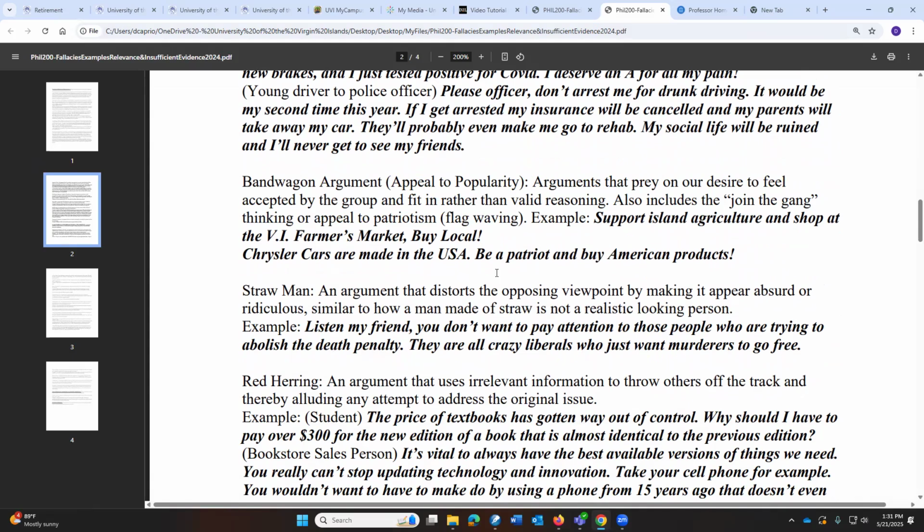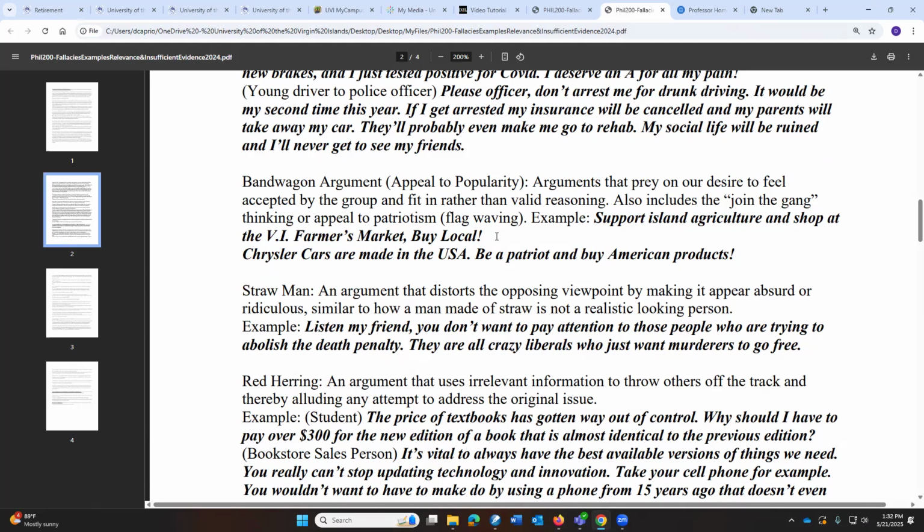An example would be support island agriculture and shop at the VI farmers market. Buy local. Well, there's nothing wrong with supporting local. We should buy local, but we should buy local because it's a good thing to do, not simply because it is local. All right. So good reasoning means that you have more than just one little claim about being local in order to get something.